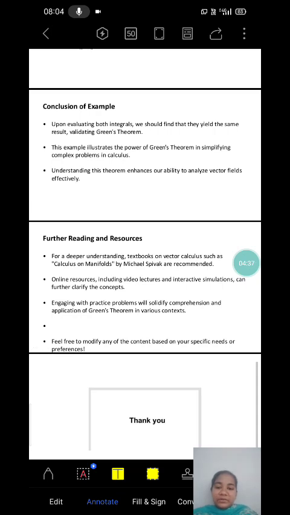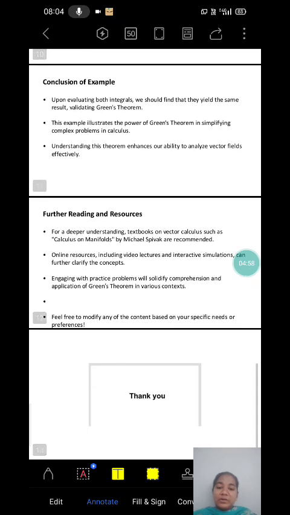Further readings and resources. For a deeper understanding, textbooks on vector calculus such as Calculus on Manifolds by Michael Spivak are recommended. Online resources including video lectures and interactive simulations can further clarify the concepts. Engaging with practice problems will solidify comprehension and application of Green's theorem in various contexts.